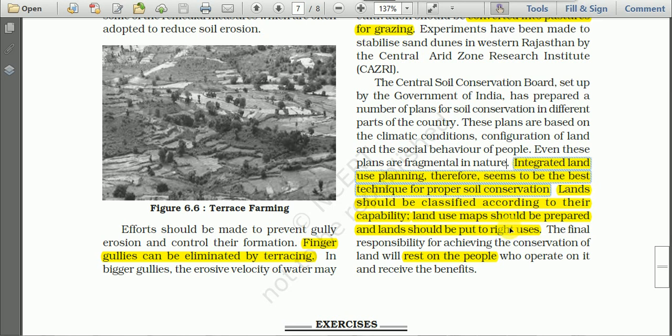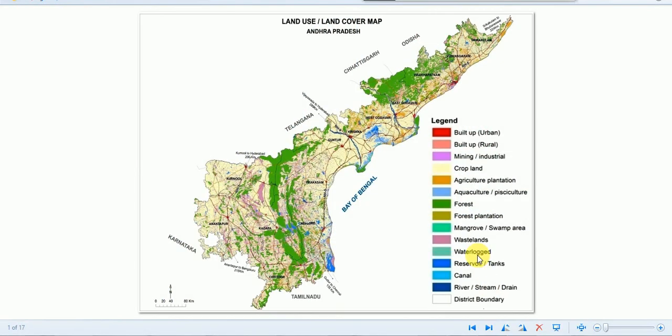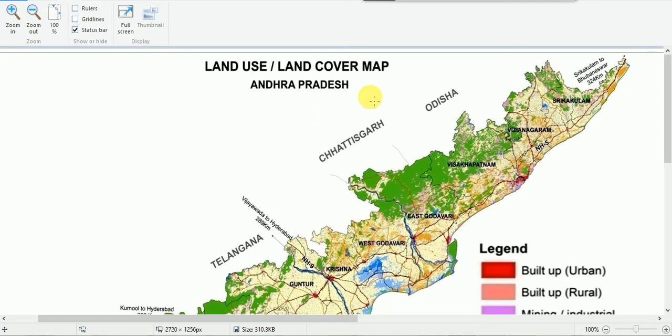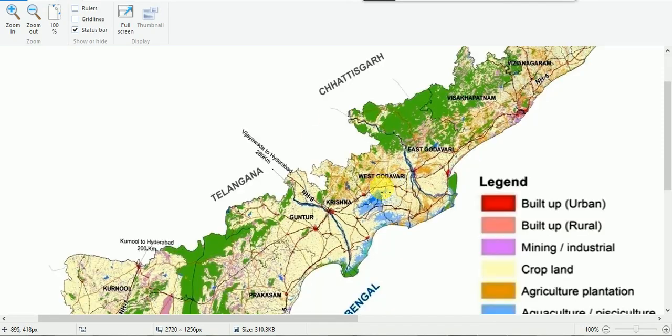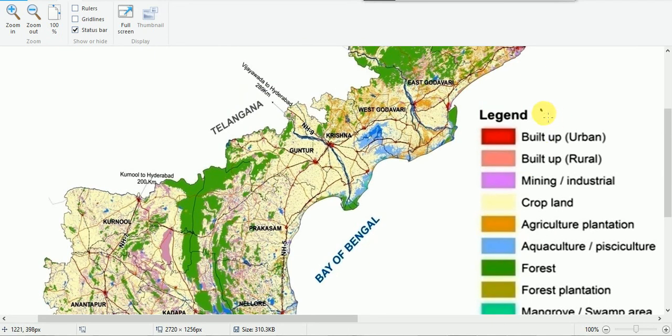Another method is that land should be classified according to its capability. Land use maps should be prepared and the land should be put into the right use. See, like this. This is an example of a land use land cover map. Like this, we have to prepare a land use land cover map, and the land must be put under right use. Let us see the legend.